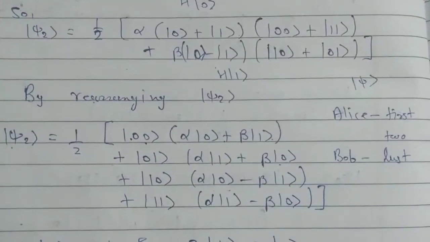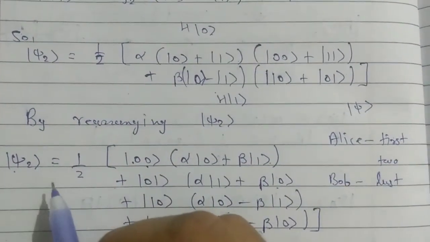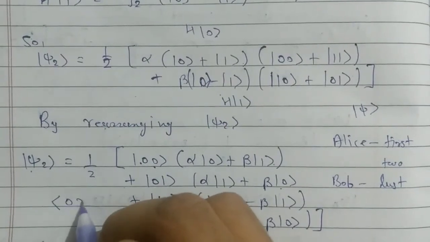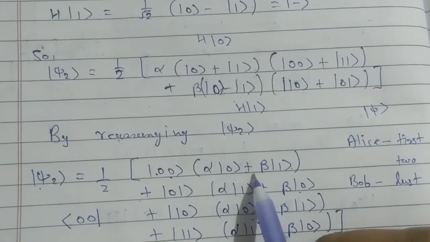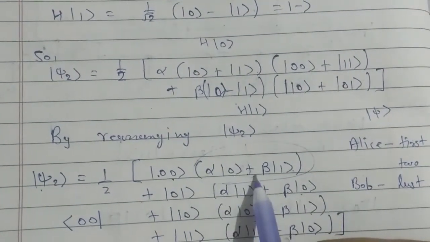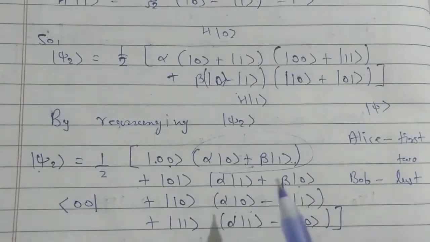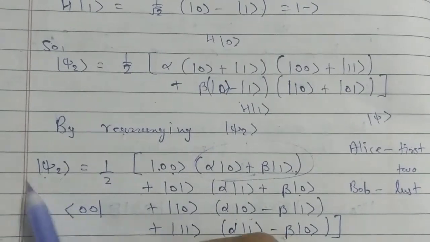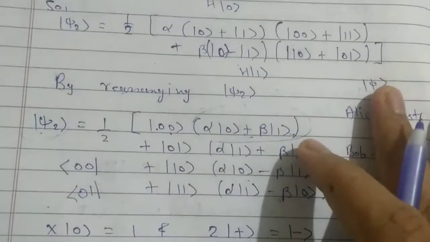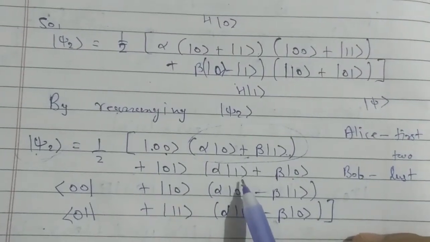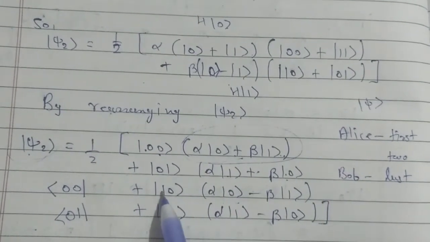Now if Alice measures psi 2 in state 00, Bob will get the following result: alpha 0 plus beta 1. And now if Alice measures her qubits of psi 2 in the state 01, Bob will get his qubit as alpha 1 plus beta 0, and the same for 10 and 11.